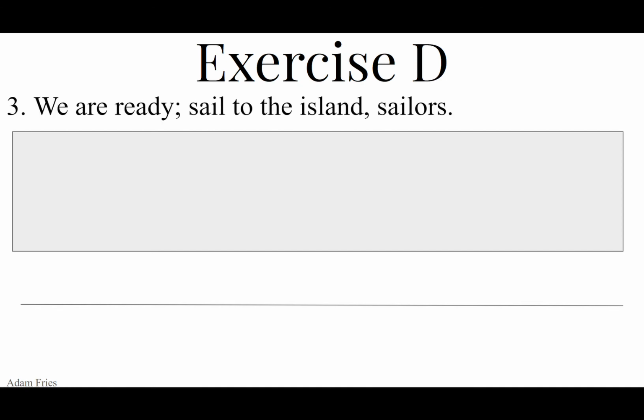Tertia. We are ready. Sail to the island, sailors. So we are ready. Subject, we, and then are, and ready. Now you could say paramus, we are ready. First person plural present active indicative of paro, parare, paravi, paratus. We are ready, paramus. But you could also use the adjective paratus, a, um with the linking verb sum, esse, fui, futurus.